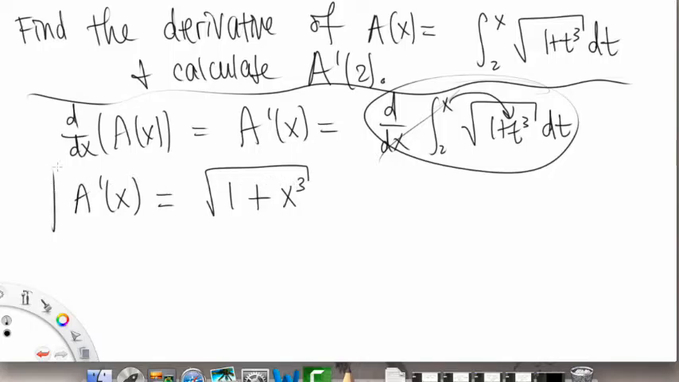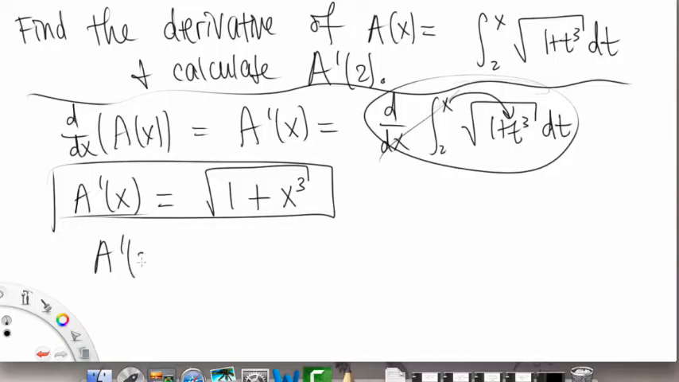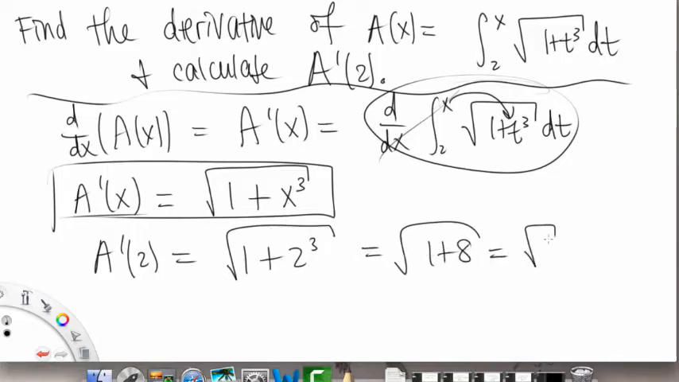So we found our derivative of A, of the area function, and now when we plug in a 2, we basically just get the square root of 1 plus 2 cubed. So that's going to be the square root of 1 plus 8, which is the square root of 9, which is ultimately a 3. Okay?